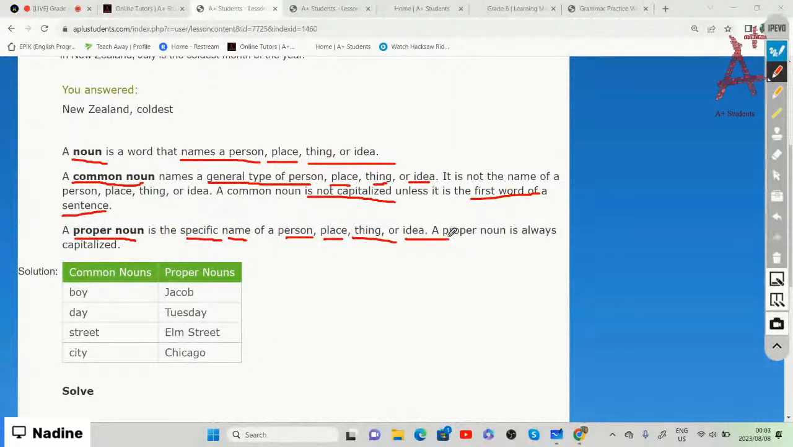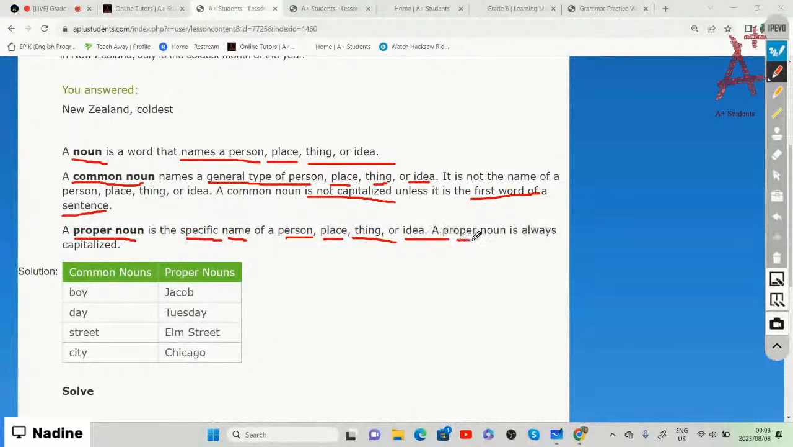Instead of generalizing a place, we can, for example, say Paris. Instead of generalizing an animal, which is just saying dogs, you can refer to your own dog, for example, as Button. Just an example.